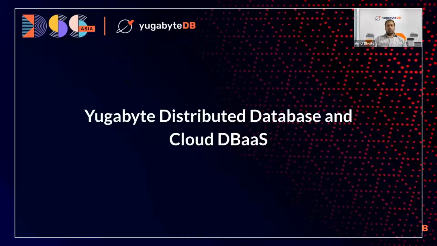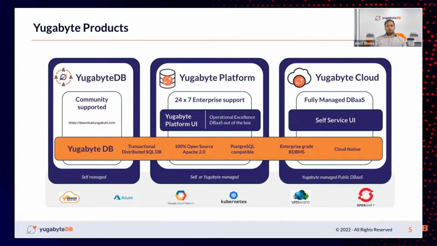First, let's see what is Yugabyte distributed database and cloud database as a service. Before that, let's see what different product offerings Yugabyte has. First one is Yugabyte database, which is 100% open source under Apache 2.0 license, which is self-managed. Second offering is Yugabyte platform, which is an enterprise product which provides excellent UI with orchestration and manages Yugabyte DB universes or clusters. And the third offering is Yugabyte Cloud, which is a fully managed public database as a service.